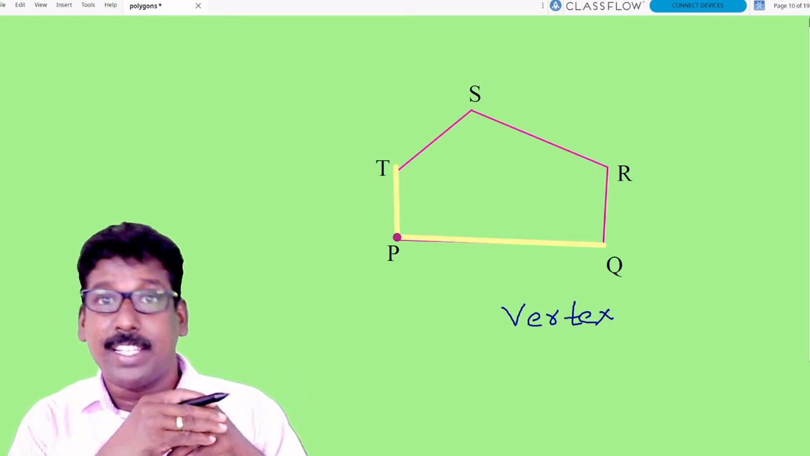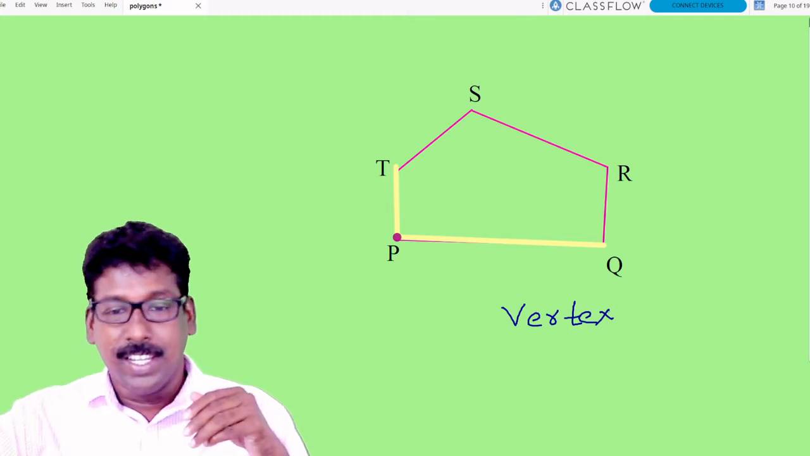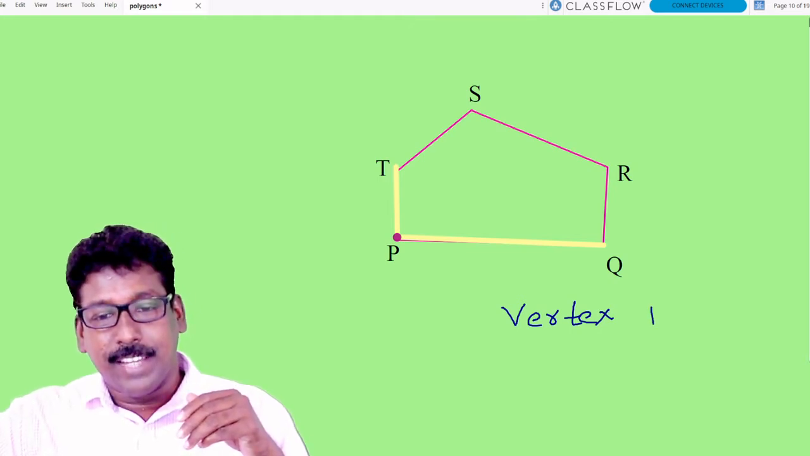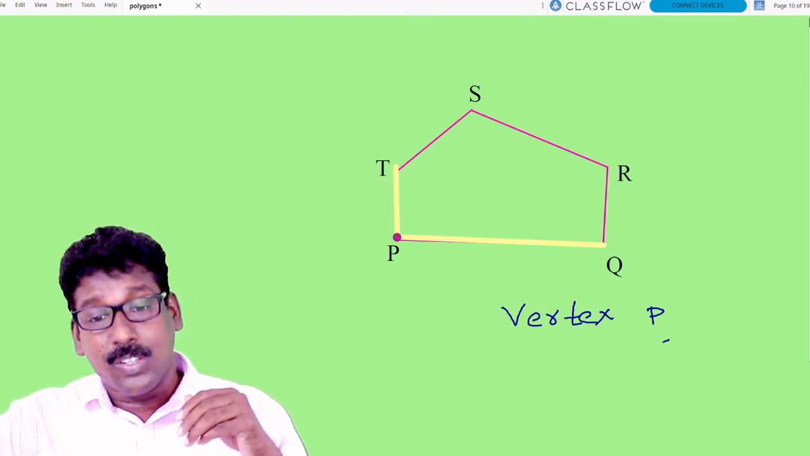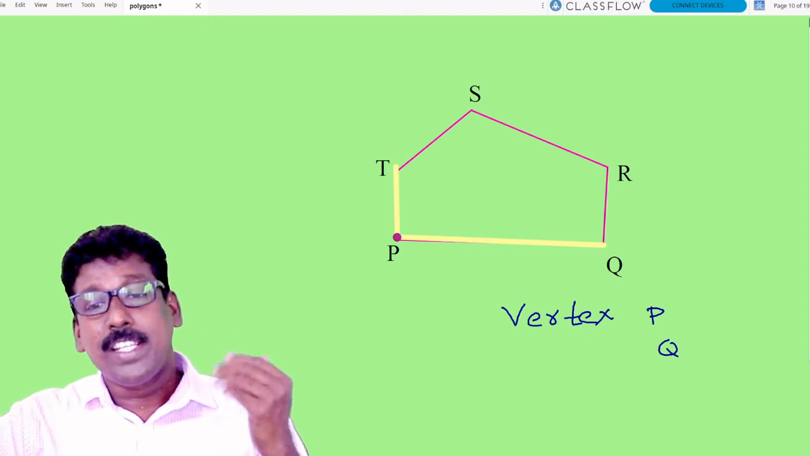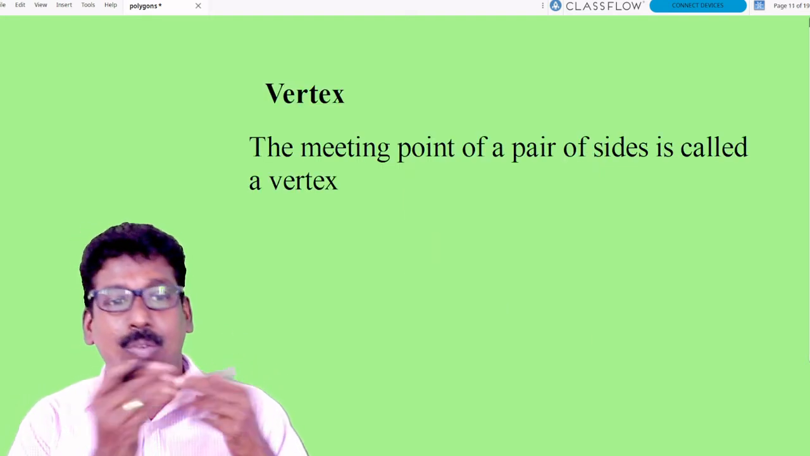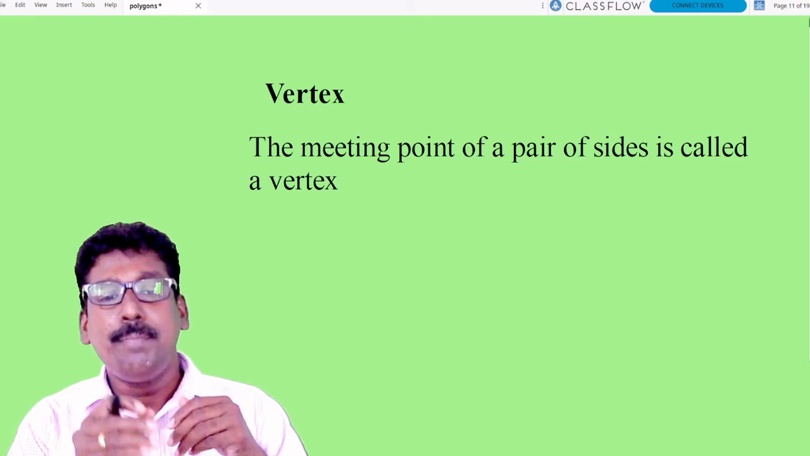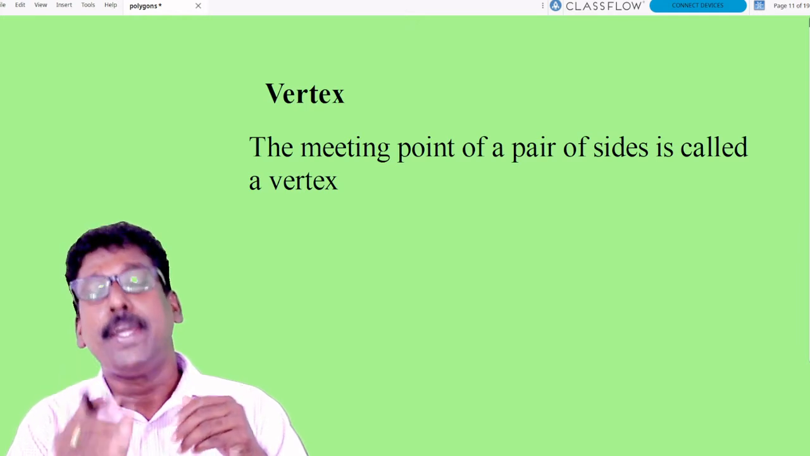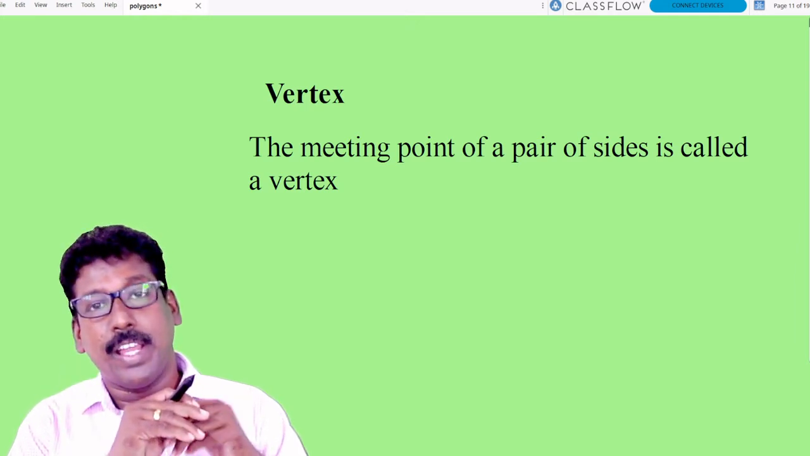Can you say another vertex? Yes, here P is a vertex. Another vertex you can say it is Q. So what is a vertex? The meeting point of a pair of sides is called a vertex.